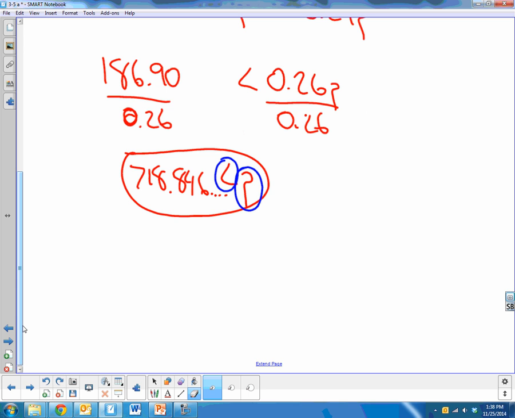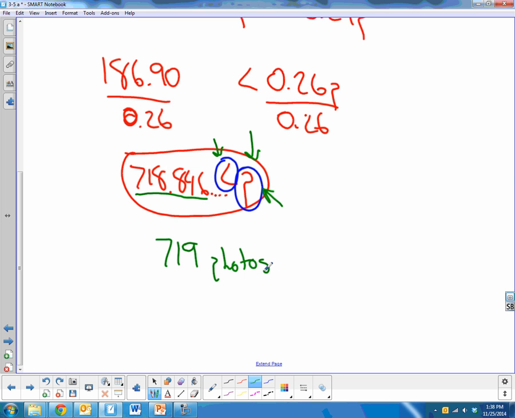So that same idea applies here. How many must he print? Well, if he prints more than, and I'm talking through this a couple times because I don't want to confuse people any more than I have to, if he prints more than 718.846 photos, it's going to be cheaper to buy the printer. So we would say that he'd have to print 719 photos before it's cheaper to buy the printer.